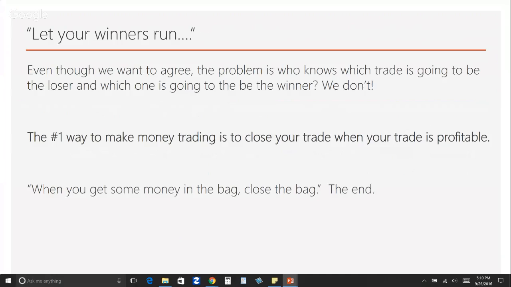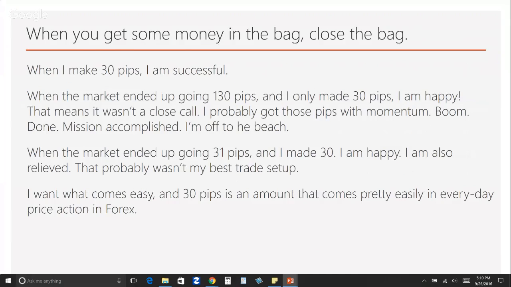And here's what I want you to remember. The number one way to make money trading is to close your trade when it's profitable. When you get some money in the bag, close the bag. That's the end of my trading story. All right, when you get some money in the bag, close the bag.